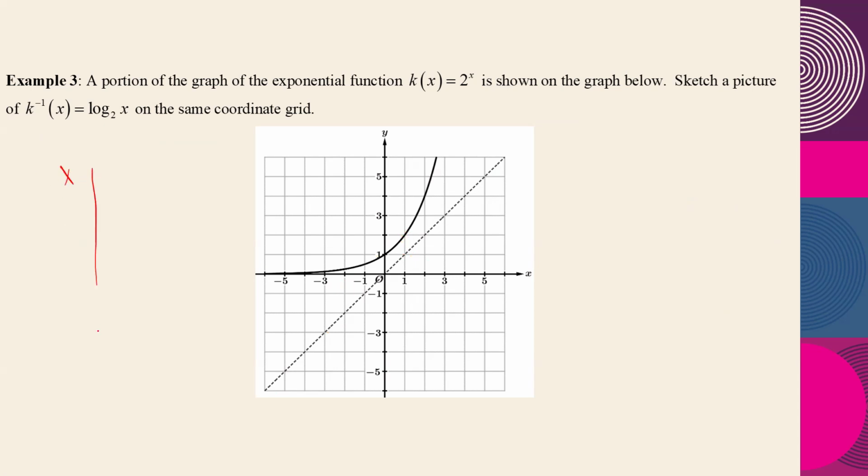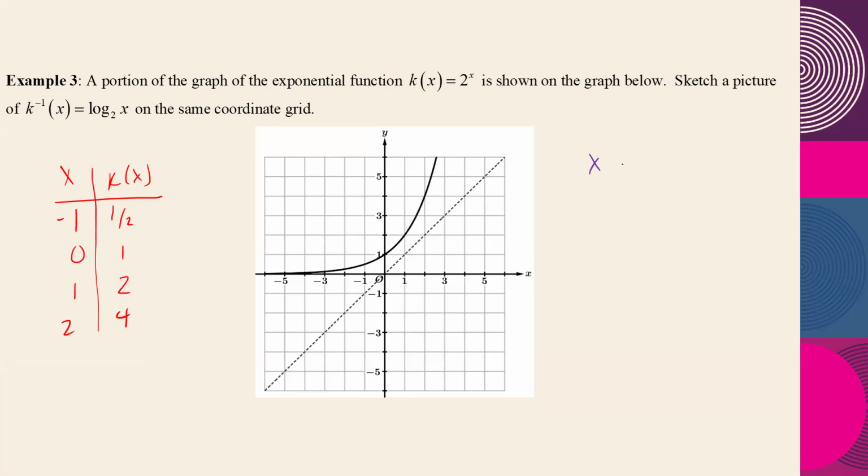So originally, we have k of x. On k of x, points that are pretty easy to use: I'm going to go with negative 1, which is at 1/2, 0, which is at 1, 1, which is at 2, and 2, which is at 4. Do we all see where those points came from?